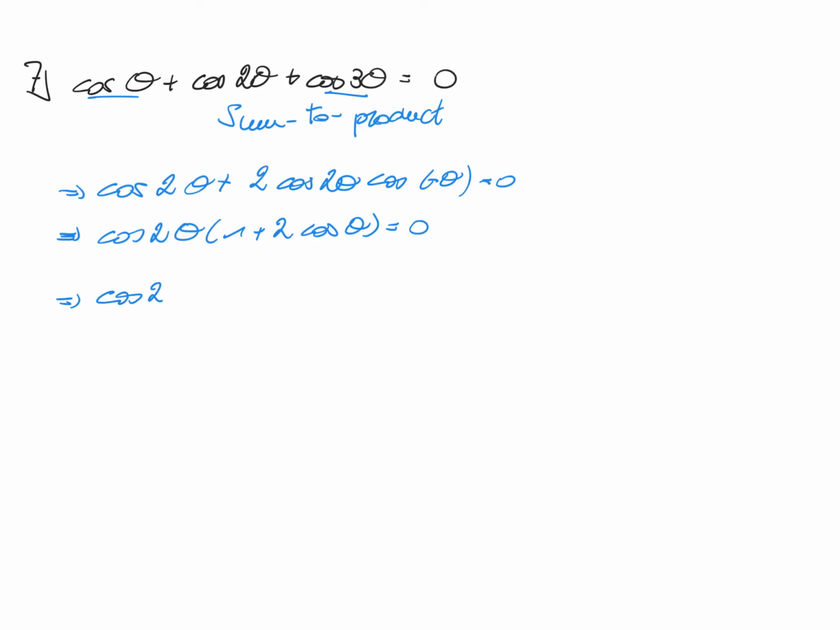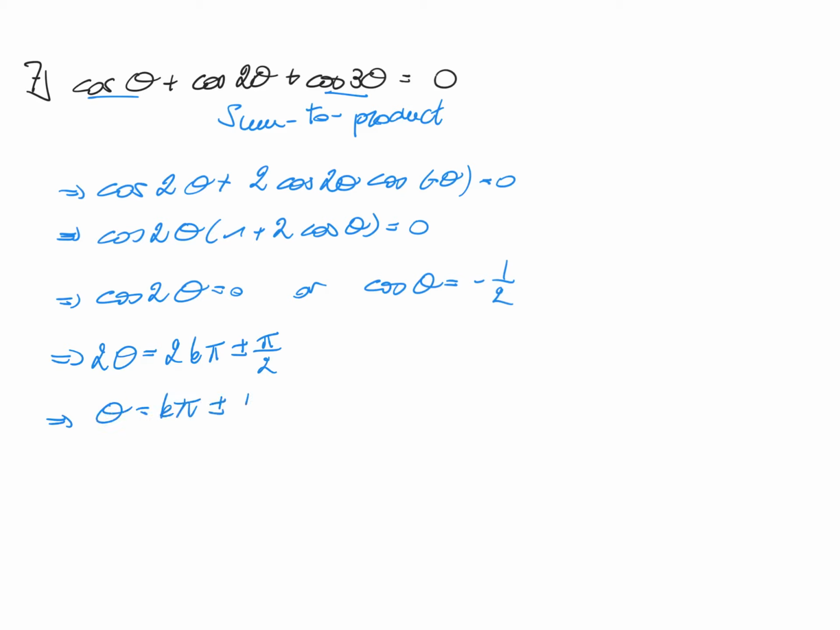So cosine of 2 theta is 0, or cosine of theta is minus 1/2. And thus 2 theta is 2k pi plus or minus pi divided by 2, or theta is k pi plus or minus pi divided by 4. If cosine of theta is minus 1/2, this means that theta is 2k pi plus or minus 2 pi divided by 3.